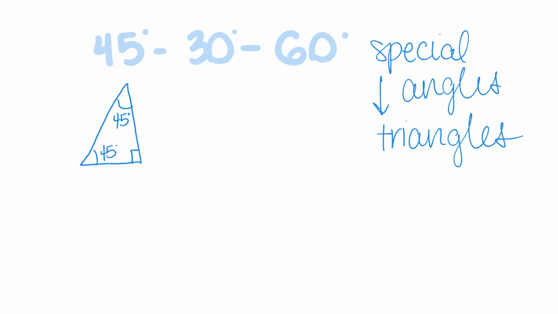Now 30 and 60 is a little bit different. 60 degrees lends itself to an equilateral triangle, right? All the sides are the same. These are all 60, 60, and 60.